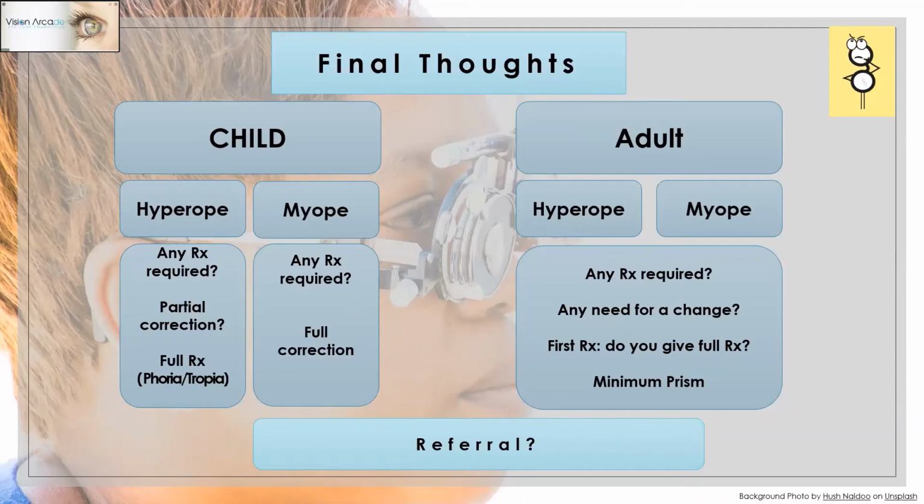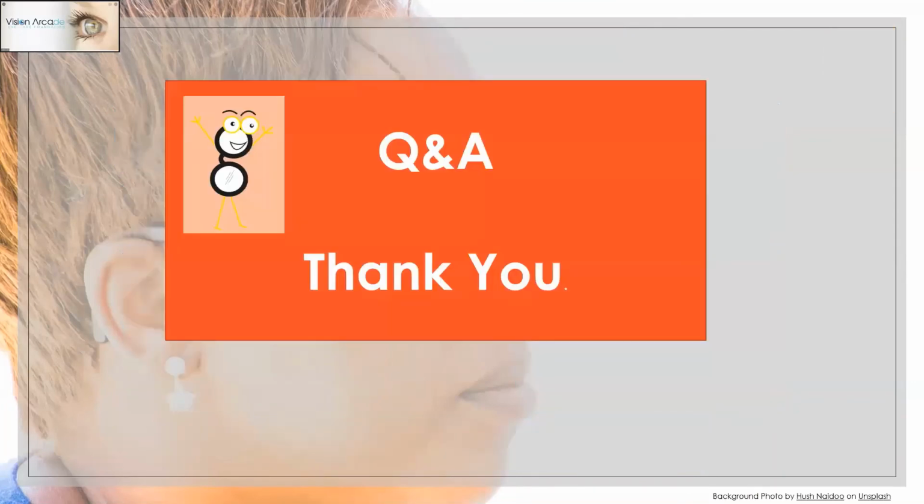are you going to give the full prescription? They might not adapt to that. Even if a myope as well, full prescription might cause headaches as well. If you're giving prisms, we know what to do. Prisms should be the minimum prism to cause alignment of the fixation disparity targets. Do you need to refer the patient? So those are the thoughts.